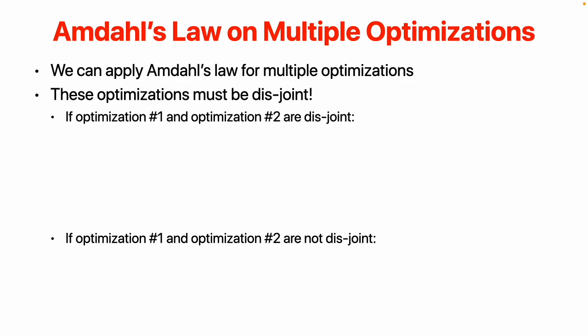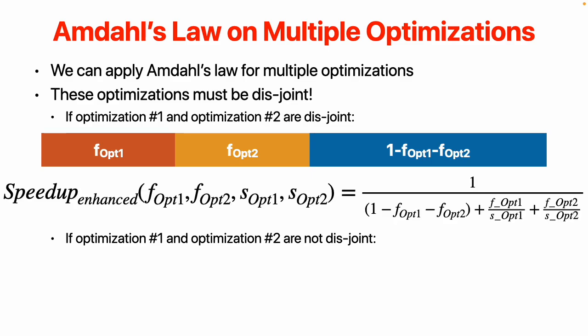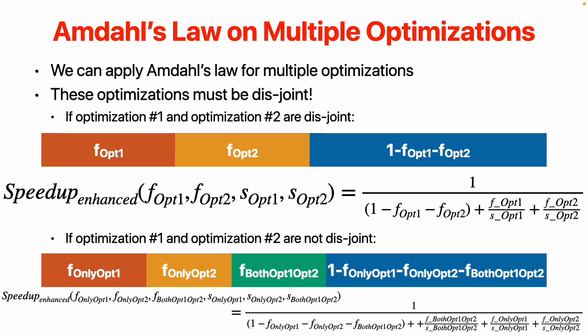And in fact, you can apply Amdahl's law for multiple optimizations as well. So for example, if I have two optimizations and they are disjoint, then I can extend this Amdahl's law with this, right? It's 1 over 1 minus f_opt1 minus f_opt2, plus f_opt1 over s_opt1, plus and so on, right? And if they are not disjoint, it's going to be more complicated because you have to find out the combined effect of an optimization on both sides and make them three disjoint parts. And again, extend your formula like this.